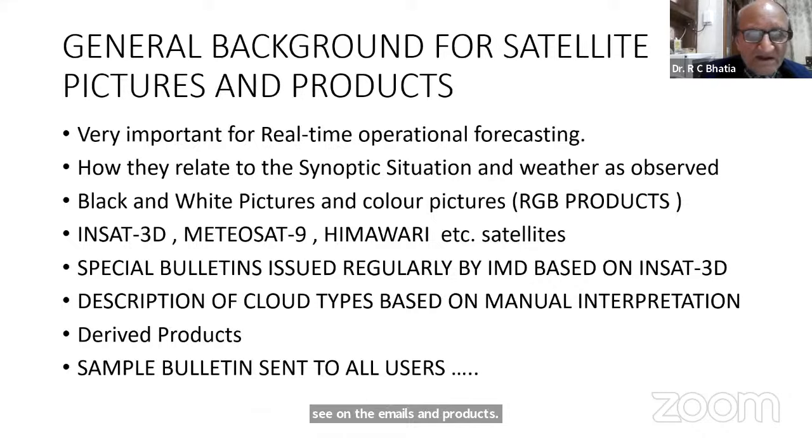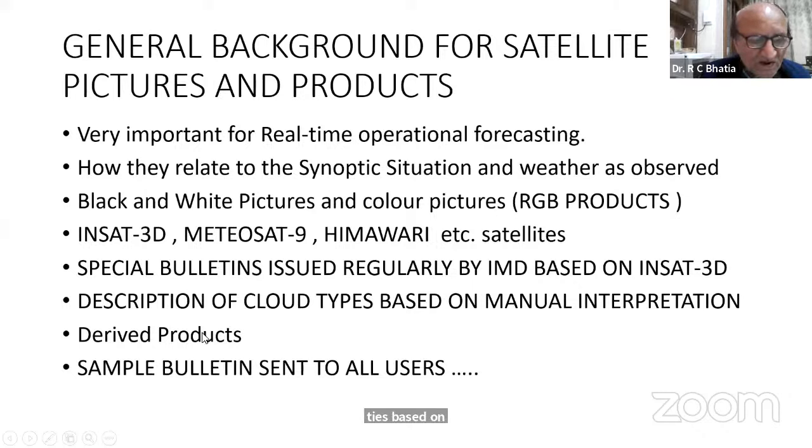We have to see how they relate to the synoptic situation and the weather as observed on a day-to-day basis. And of course, there are black and white and color pictures, RGB products from various sources, like INSAT-3D, Meteosat-9, Himawari, etc. And special bulletins are issued by IMD based on these pictures by manual interpretation. And what they do is they give a description of cloud types based on manual interpretation.